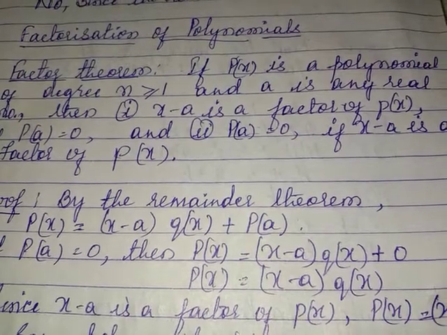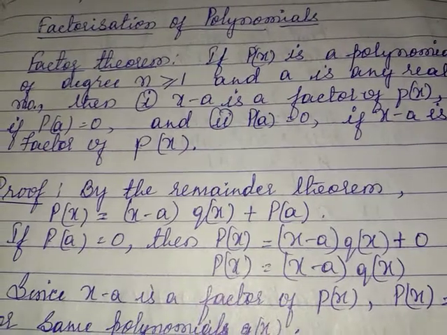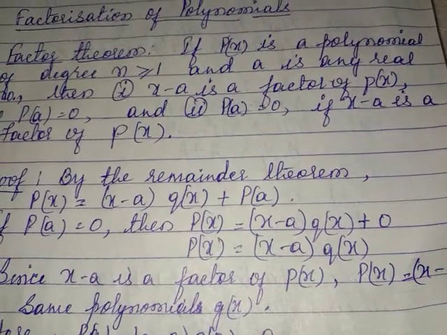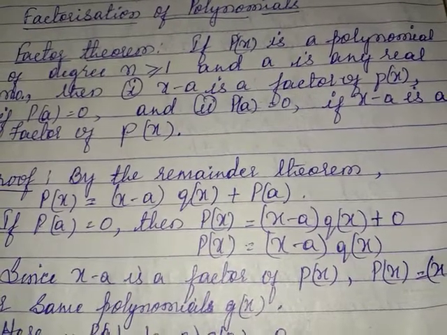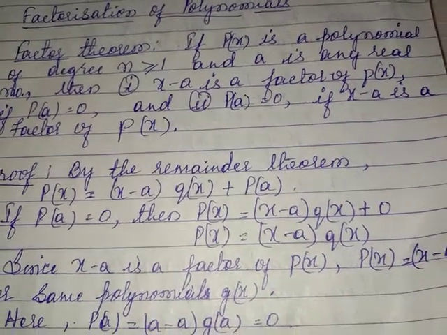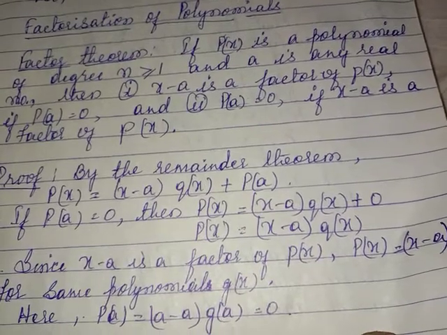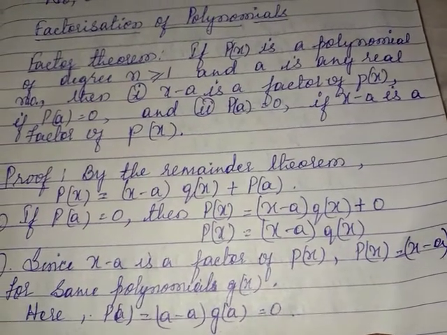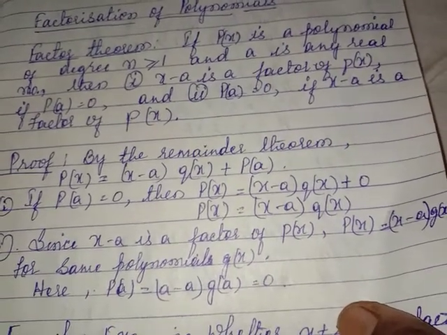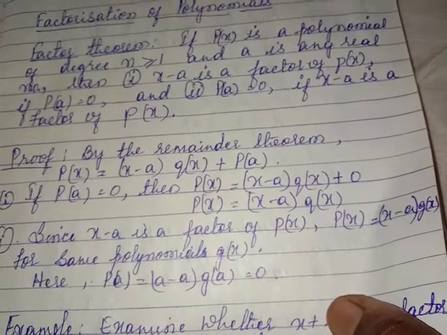This is the factor theorem. If p(x) is a polynomial of degree n greater than 1 and a is any real number, then first, x minus a is a factor of p(x) if p(a) equals 0, and second, p(a) equals 0 if x minus a is a factor of p(x). Let us see the proof by the remainder theorem.